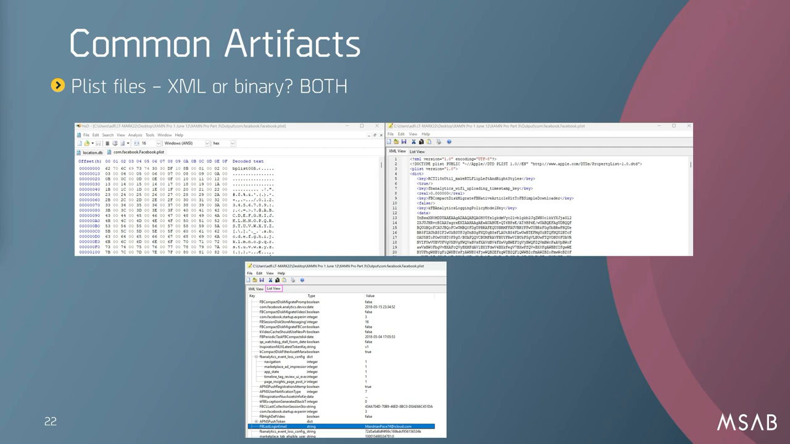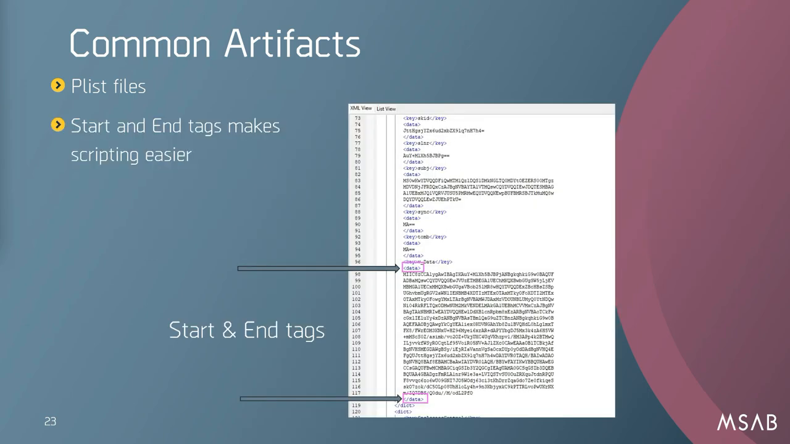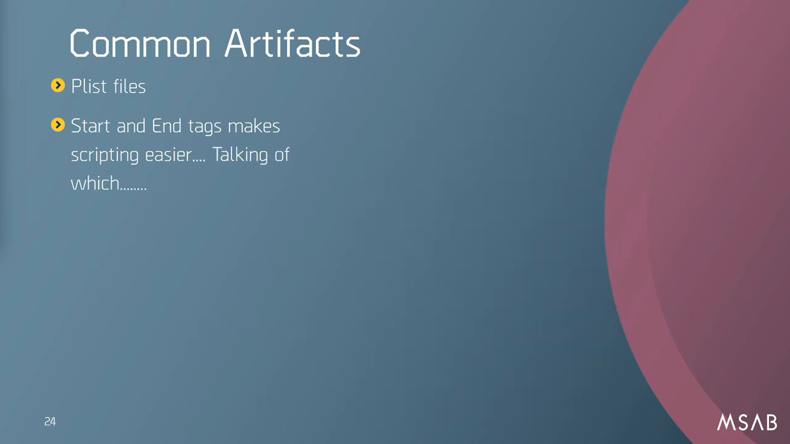And what do I mean by start and end tags? When we view it as an XML view, plist files will have a start and end tag that contains data within. You can see in the example on the screen, we've got a start and end tag of data. Any information contained within those tags, we may need to scrape out as it may be valuable data. And talking of which, those start and end tags make scripting far easier, because we can simply create a script to parse out all of the information between the start and end tag.